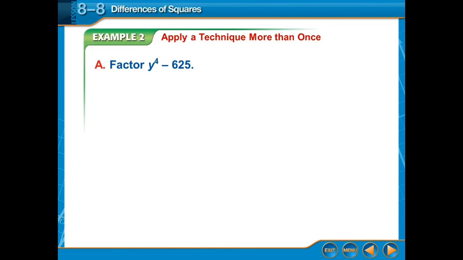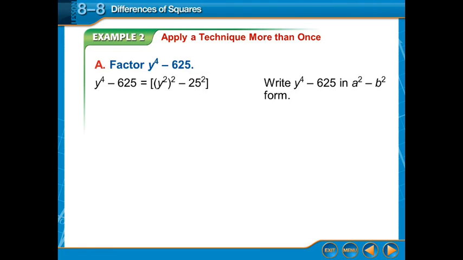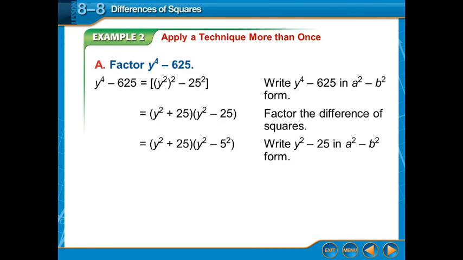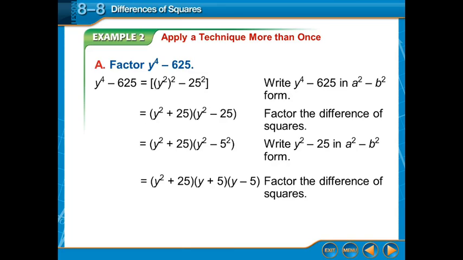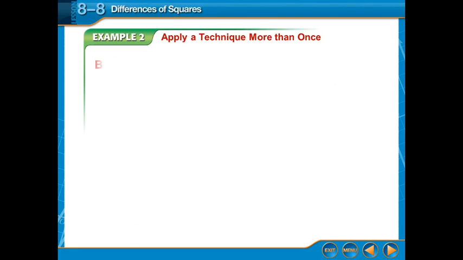Alright, so let's go through this real quick. This is the same thing we just did. And here's our answer at the bottom. Alright, let's look at another one.